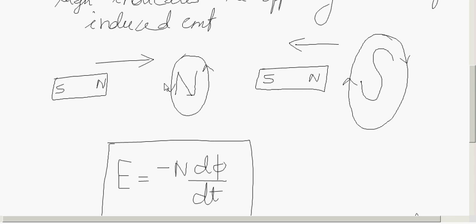Here in the first case, the cause for the current is the motion of the magnet towards the coil. So, to oppose it, it will set up a current in the anticlockwise direction. And in the second case, the induced current is due to the motion of the magnet away from the coil. To oppose this motion, the coil sets up a current in the clockwise direction. Hope this is very clear.